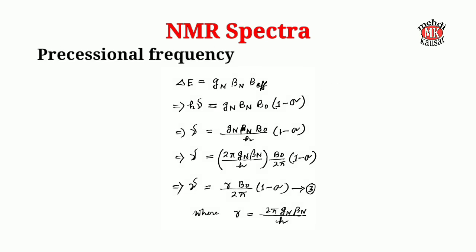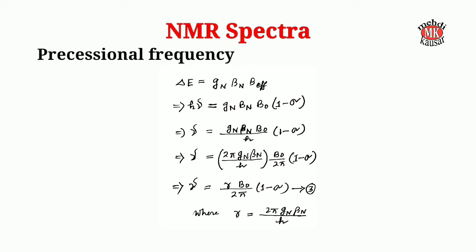The precessional or Larmor frequency can be determined as follows. Already we know that the energy difference between the two levels is given by delta E equal to g beta B effective, from which we can write h nu equal to g beta B0 into (1 minus sigma). So therefore nu equal to g beta B0 into (1 minus sigma) divided by h.